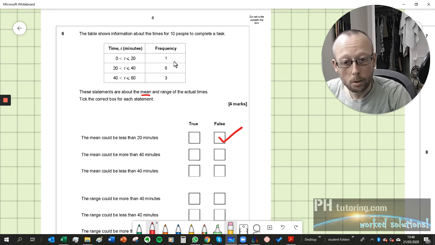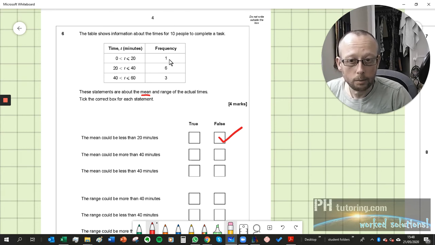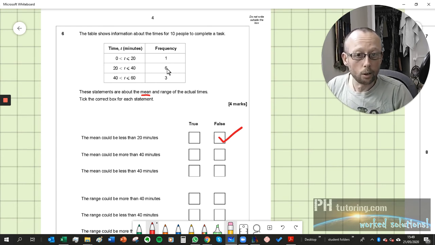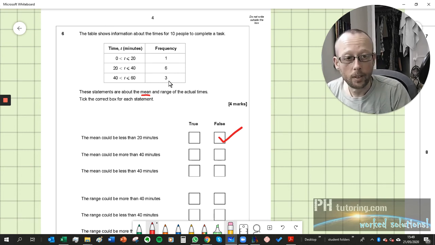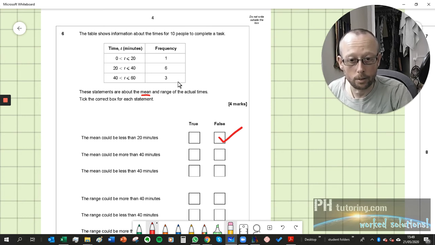Could the mean be more than 40? Well, yes, it could. If the 1 in this range was 20, that would bring it down, but these 6 could be as high as 40, they could all be 40, and these 3 could be as high as 60, and that would skew the average to greater than 40. So that could be true. We don't know what it is, but it could be.